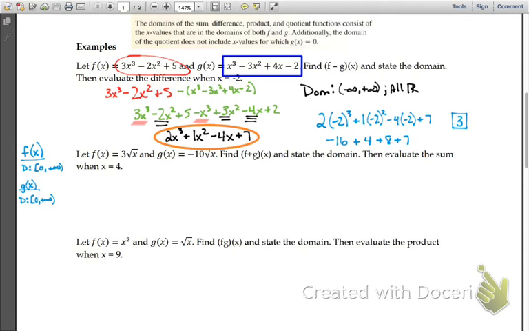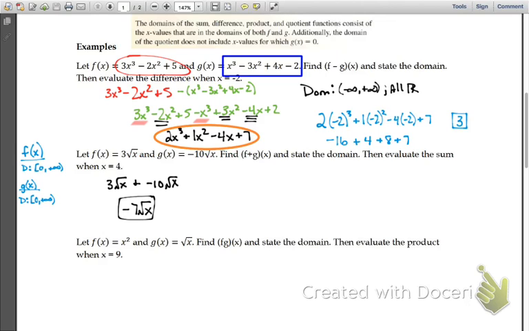Okay, so if I'm going to add, all I have to do is take 3 times the square root of x plus negative 10 times the square root of x. What's 3 plus a negative 10? Negative 7 times the square root of x. And you're finished. Some of these are going to be that short and that simple.